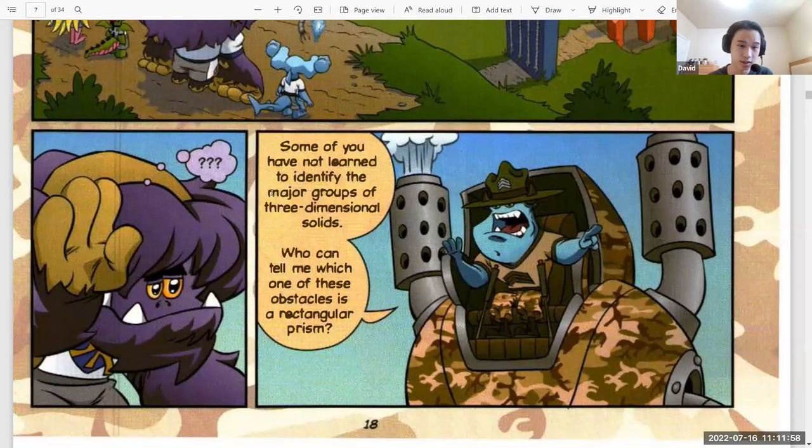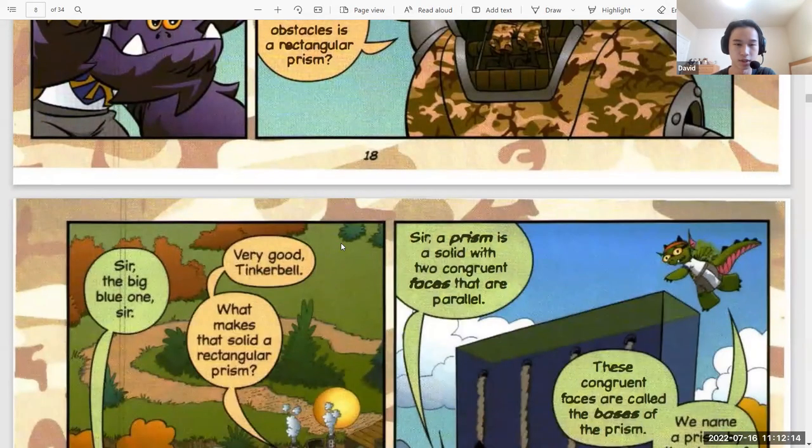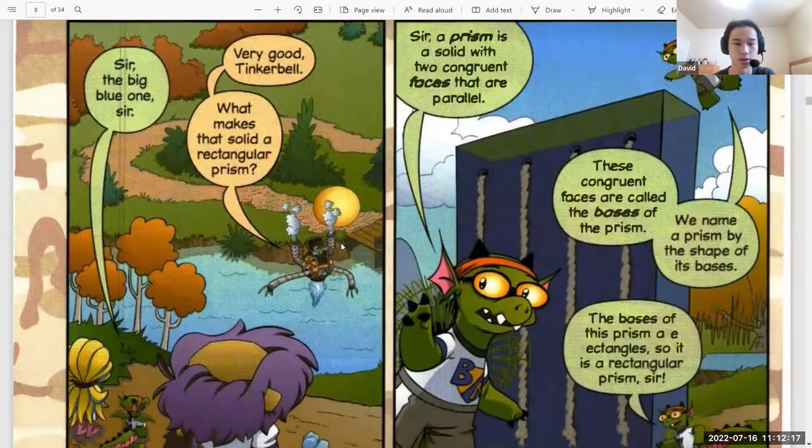Some of us might not have seen major groups of these three-dimensional solids, but we're going to look ahead. And our camp instructor is already asking, does anyone know what a rectangular prism is, what it might look like? A lot of you might have seen it before, but you might not necessarily know that it's a rectangular prism. But our monster friend here knows that it is the big blue one. So now the camp instructor asks, what makes that solid a rectangular prism? So we're asking, why is it called a rectangular prism?